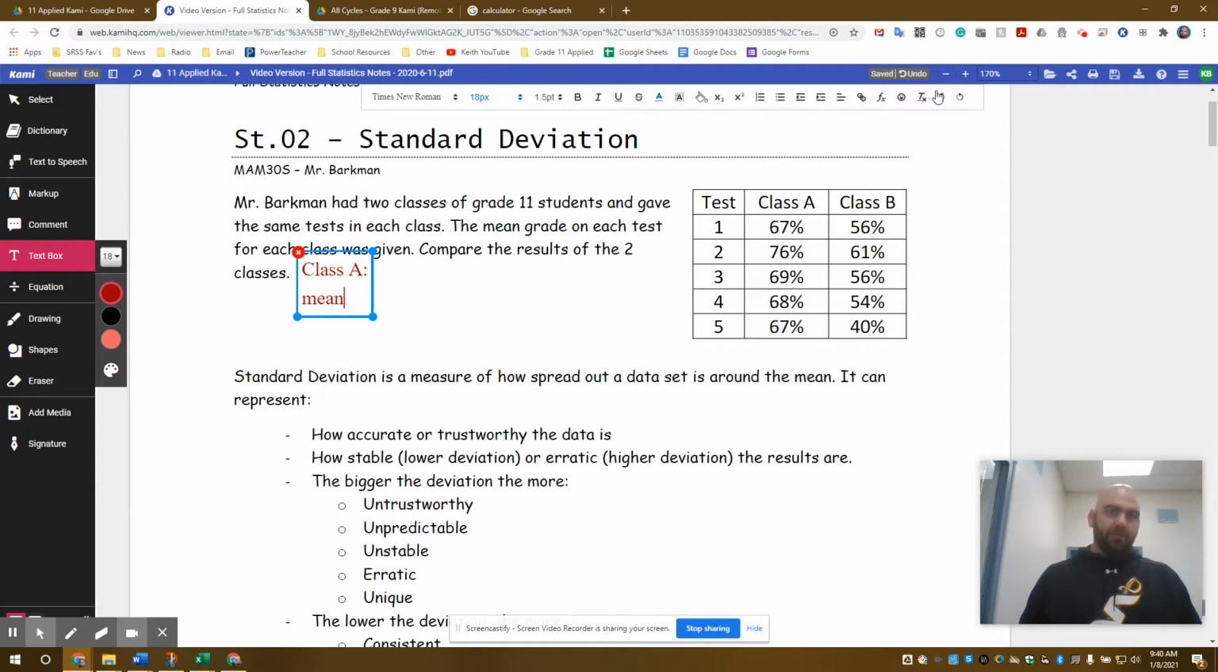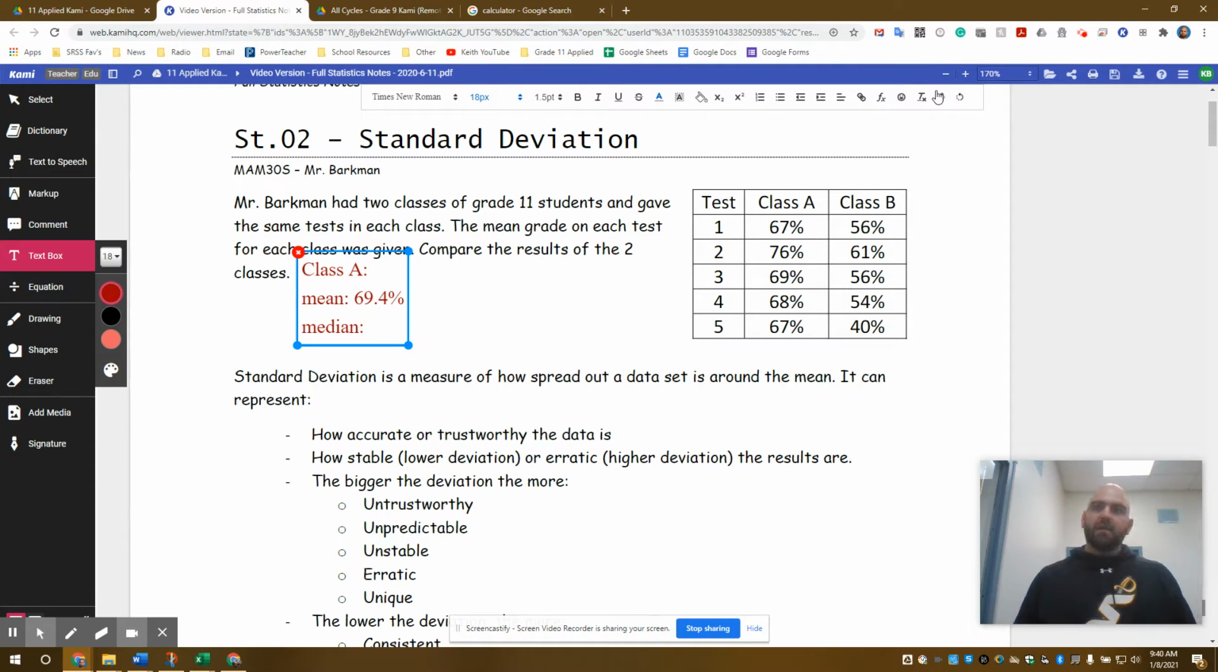All right, so the mean is all the numbers added up, and then we divide by how many numbers there are. I'm going to use my calculator. I'm going to do 67 plus 76 plus 69 plus 68 plus 67, and that equals 347. Divide that by 5, and we get a mean of 69.4%.